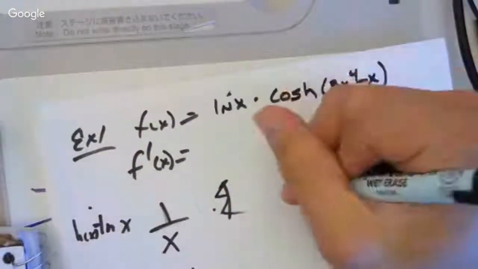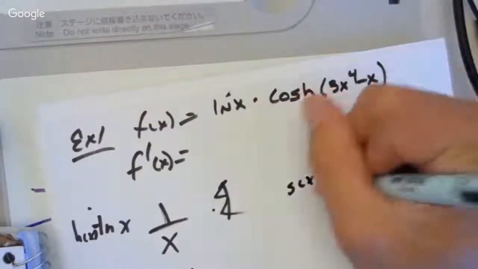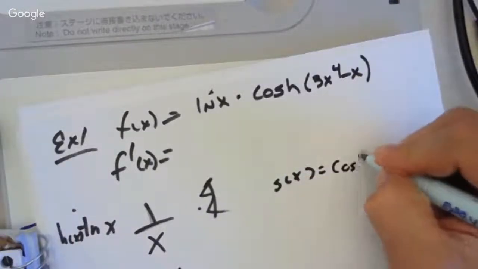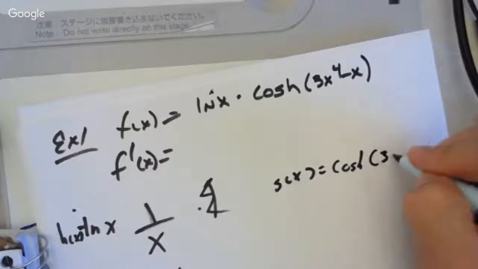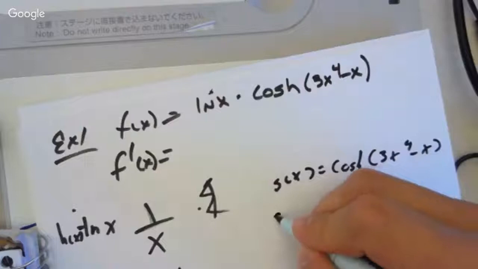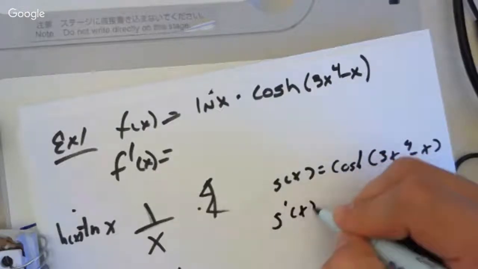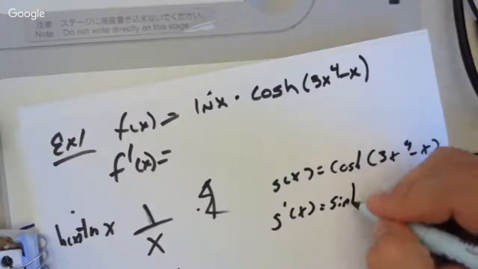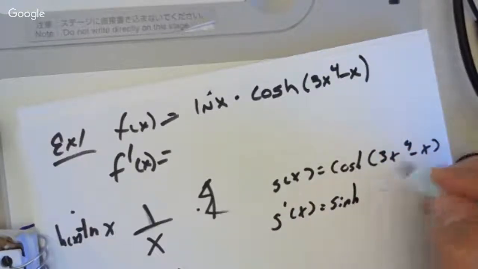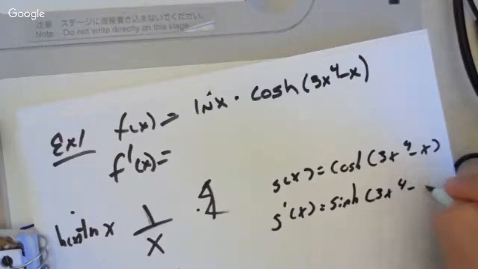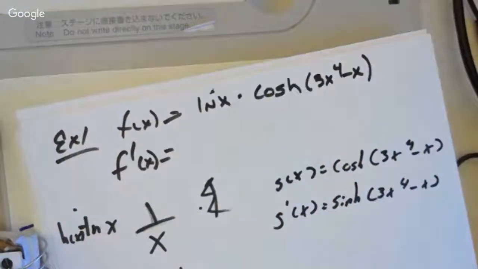And then you have g of x equals the cosh of 3x to the 4th minus x. And then g prime of x equals the sinh. Do you pronounce it as sinh? Yes. Of 3x to the 4th minus x. All right, I'm done with this. Call somebody else.